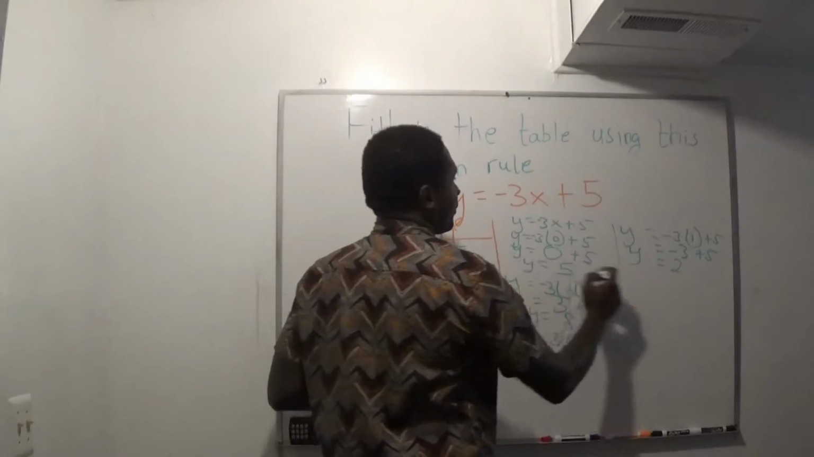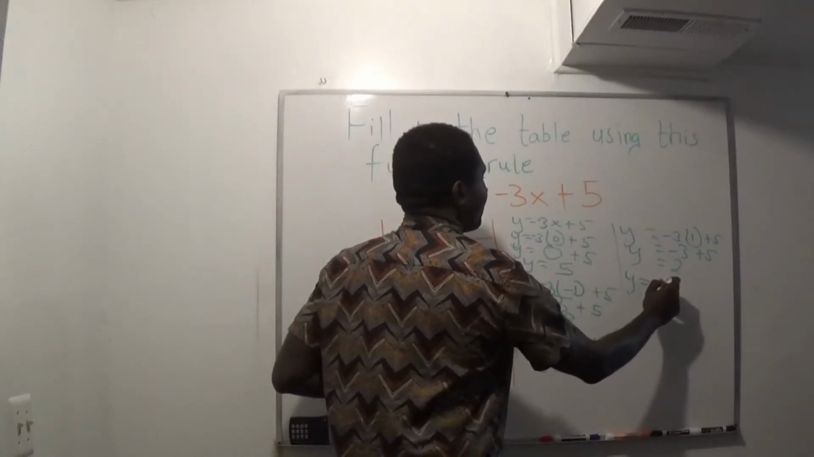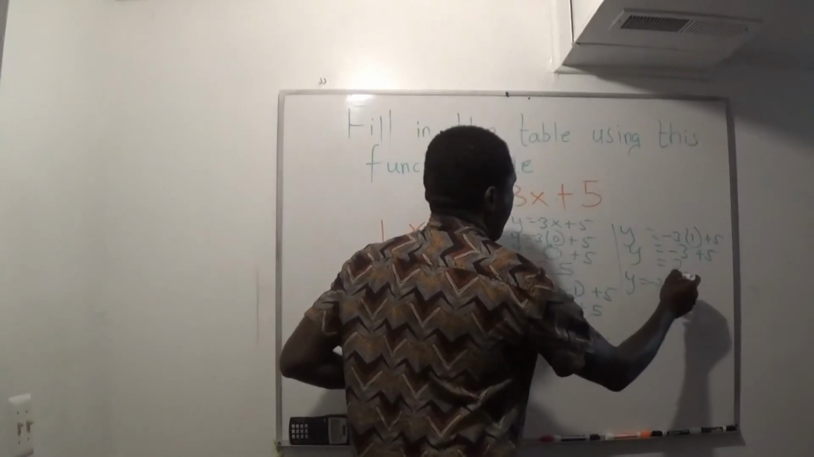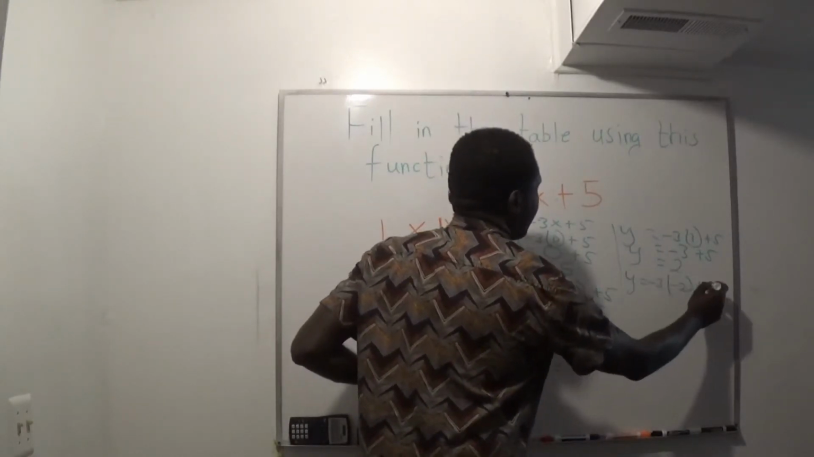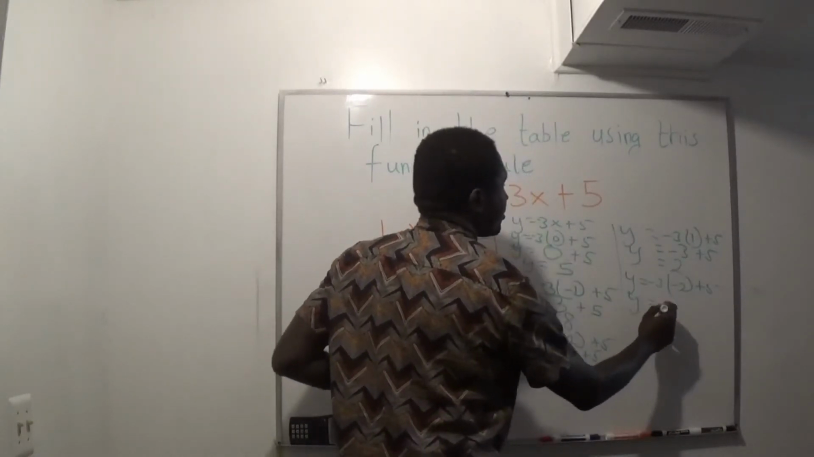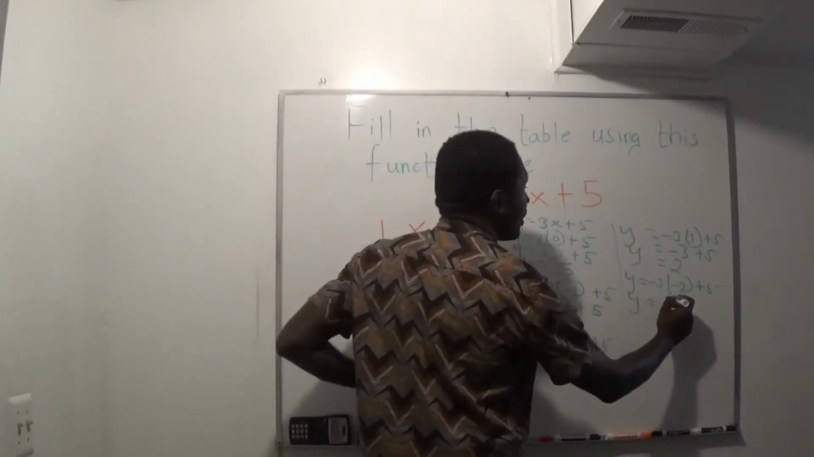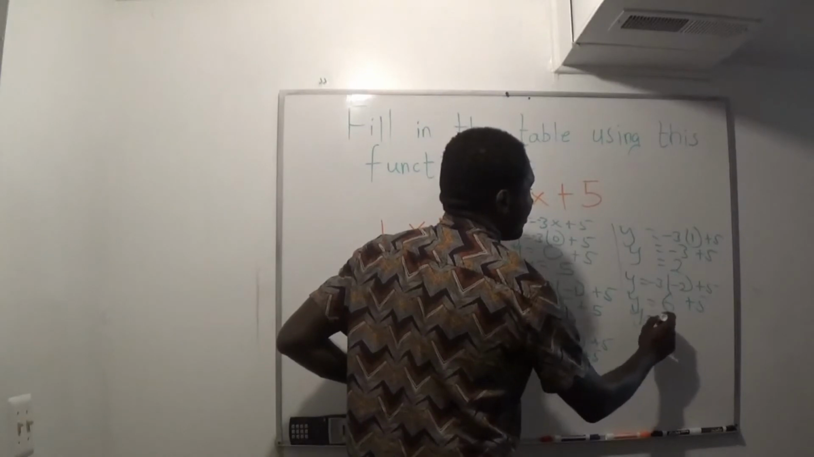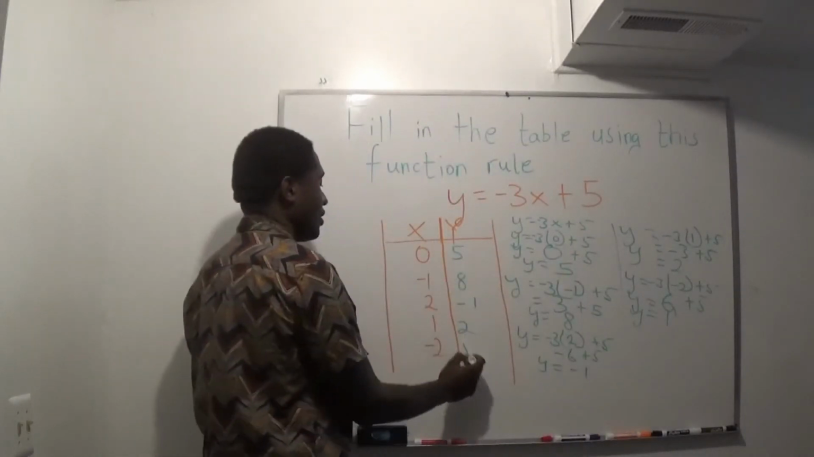Last one. I got y equals -3, my x is -2, and then plus 5. So I got y equals -3 times -2, which is what? +6. And then plus 5. So my y equals +11. And I put it right here.